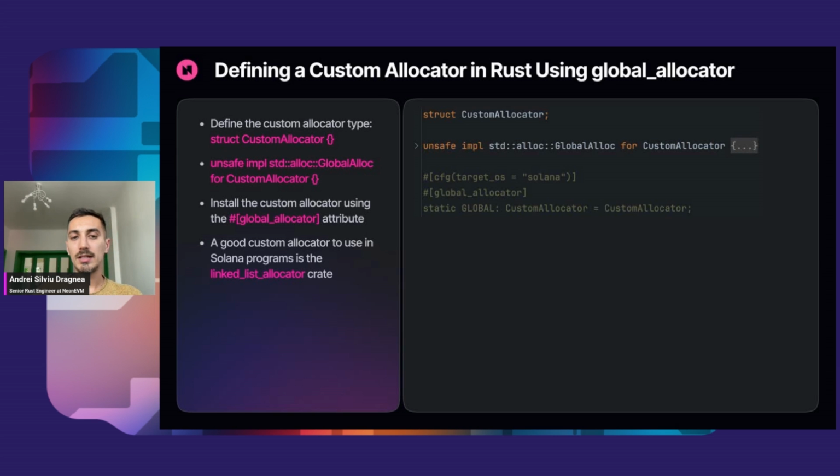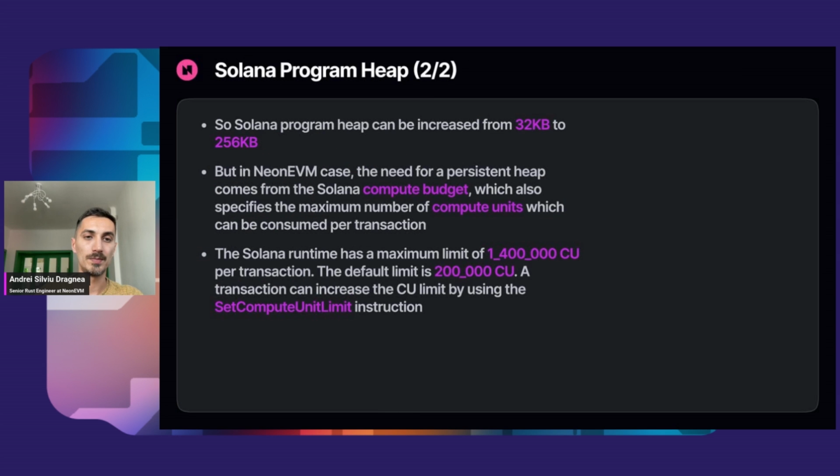And a good custom allocator to use in Solana programs that we at Neon EVM use is the linked list allocator crate. It's a low-level crate that can use a linked list based heap that is initialized in a data region of your memory map that you give it when you compile the program.